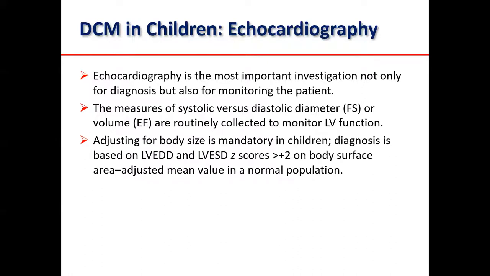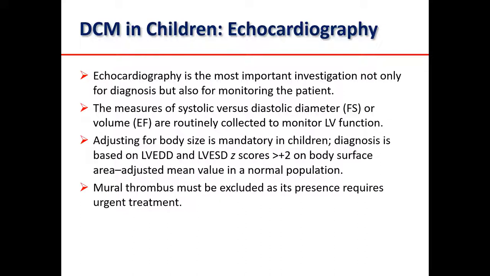I think here the important point is that when we are taking dimensions, we must adjust it for the body size, because in children, the left ventricular dimensions could be very different than what they are in adults. So we have these nomograms available on website actually. And if you put the end diastolic dimension or end systolic dimension, then you can get Z scores. Anything more than plus two Z score would be considered as abnormal.